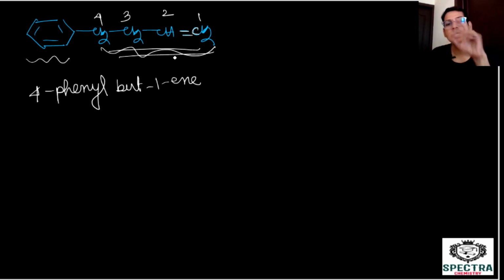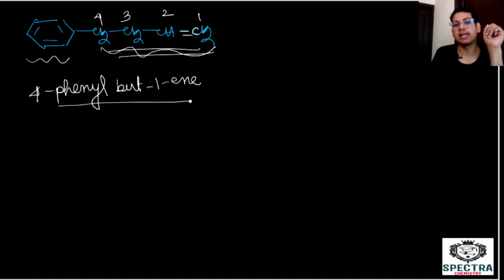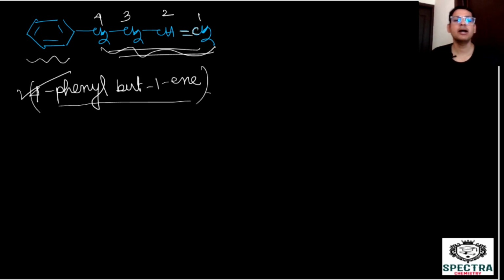That's why it's only but. If you are having multiple bonds, it should be buta. But here it is having one bond. So 4-phenylbut-1-yne is your structure and is your naming. And if you do it, everybody will be so happy. You'll get the full marks. Got it? Okay.